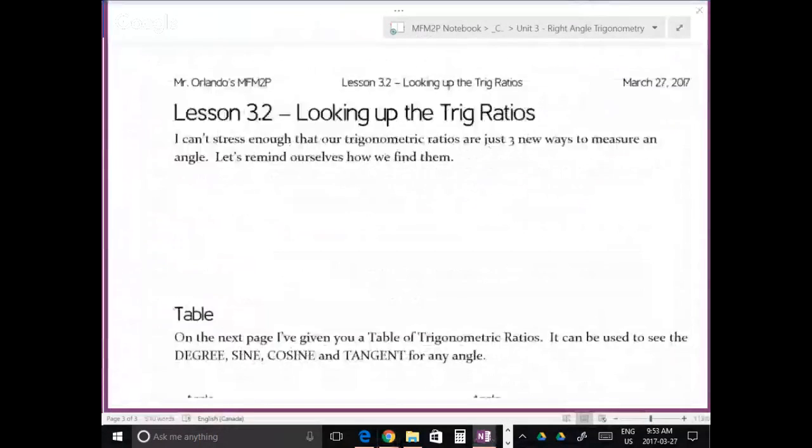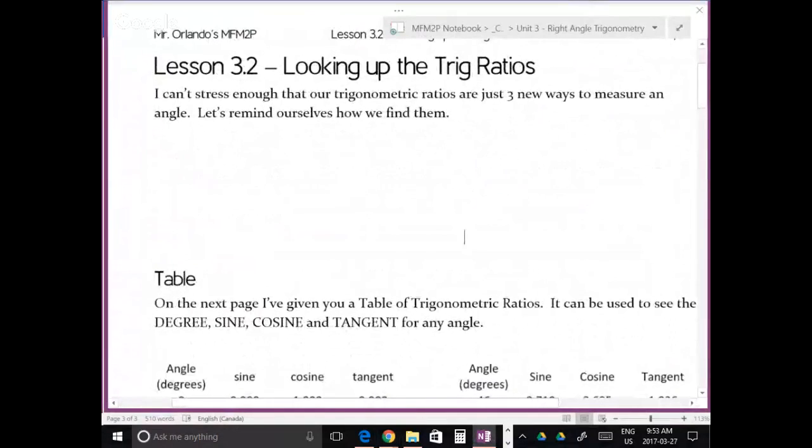So here's what I want to do. We have started right angle trigonometry, right? At first I'm just going to remind you really briefly what that means.